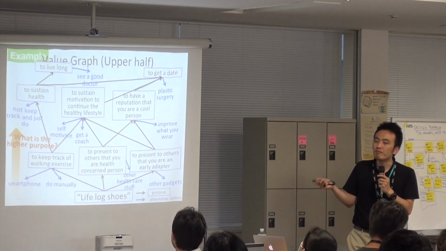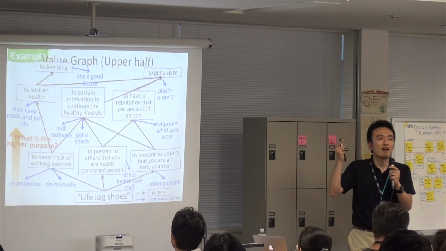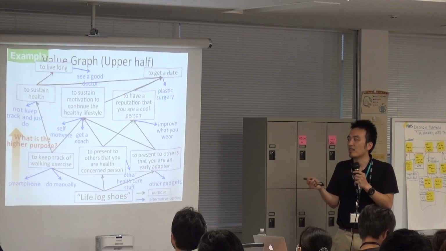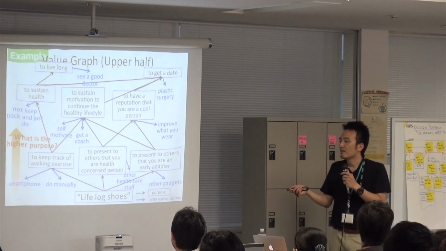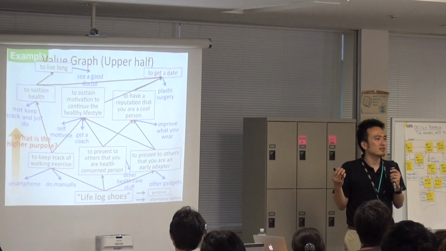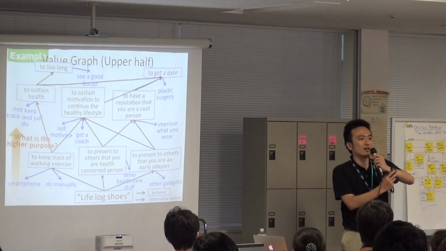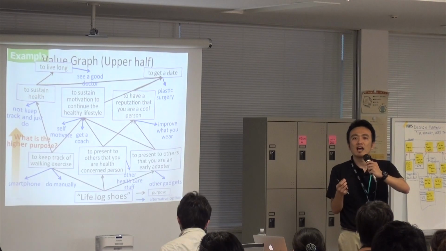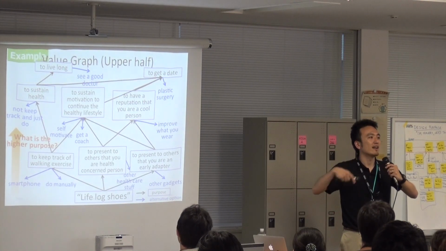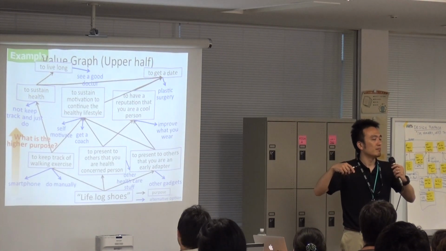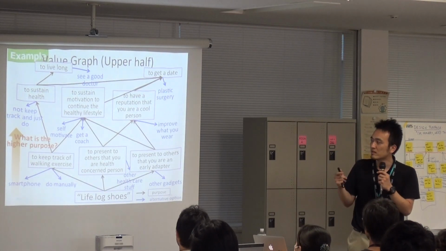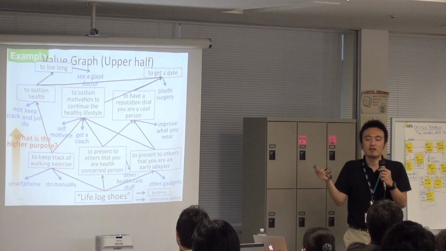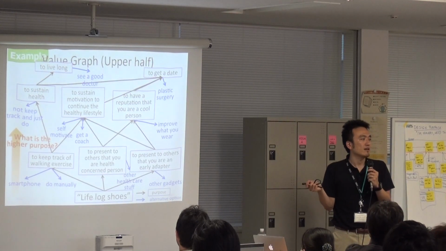So, okay, I've made this value graph upper half for you. So let's say life log shoe. No one had this idea this year. But life log shoe. You know life log? It's becoming more common. Like the Apple Watch is part of the life log. It keeps your data and it helps you to maybe identify some activities or maybe suggest some activities to you. So I was kind of thinking of life log shoes, okay?